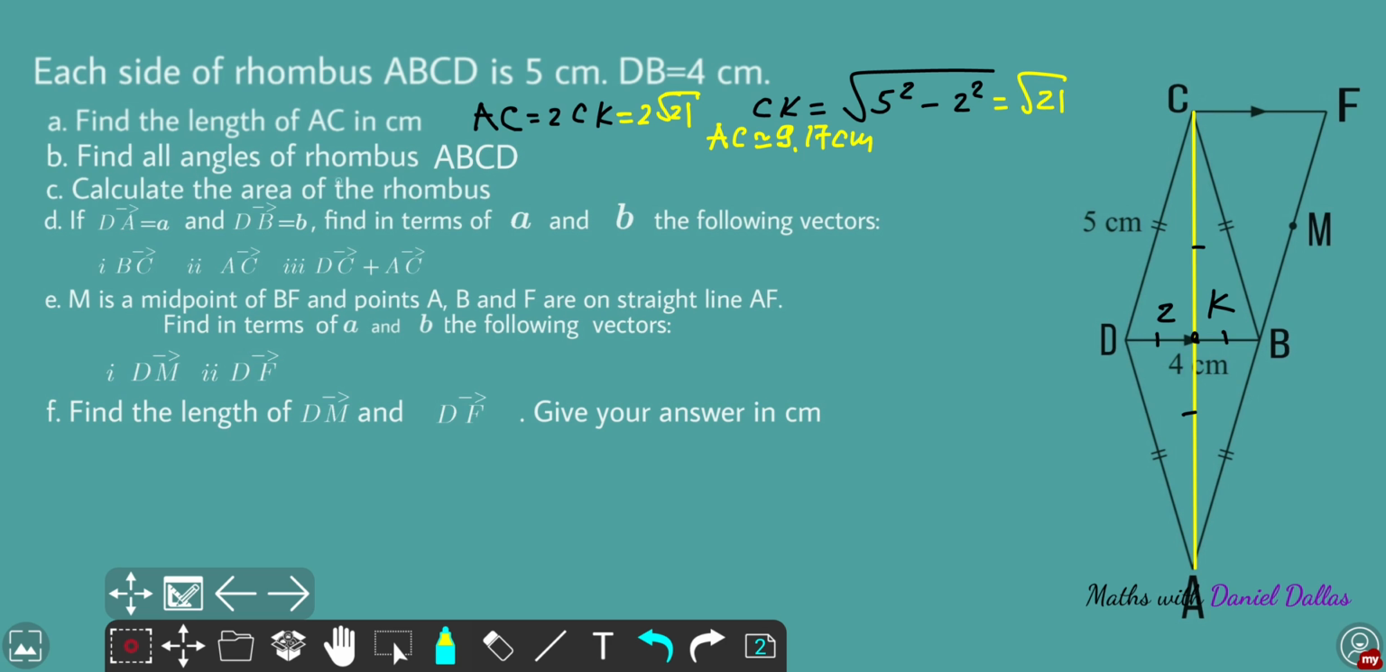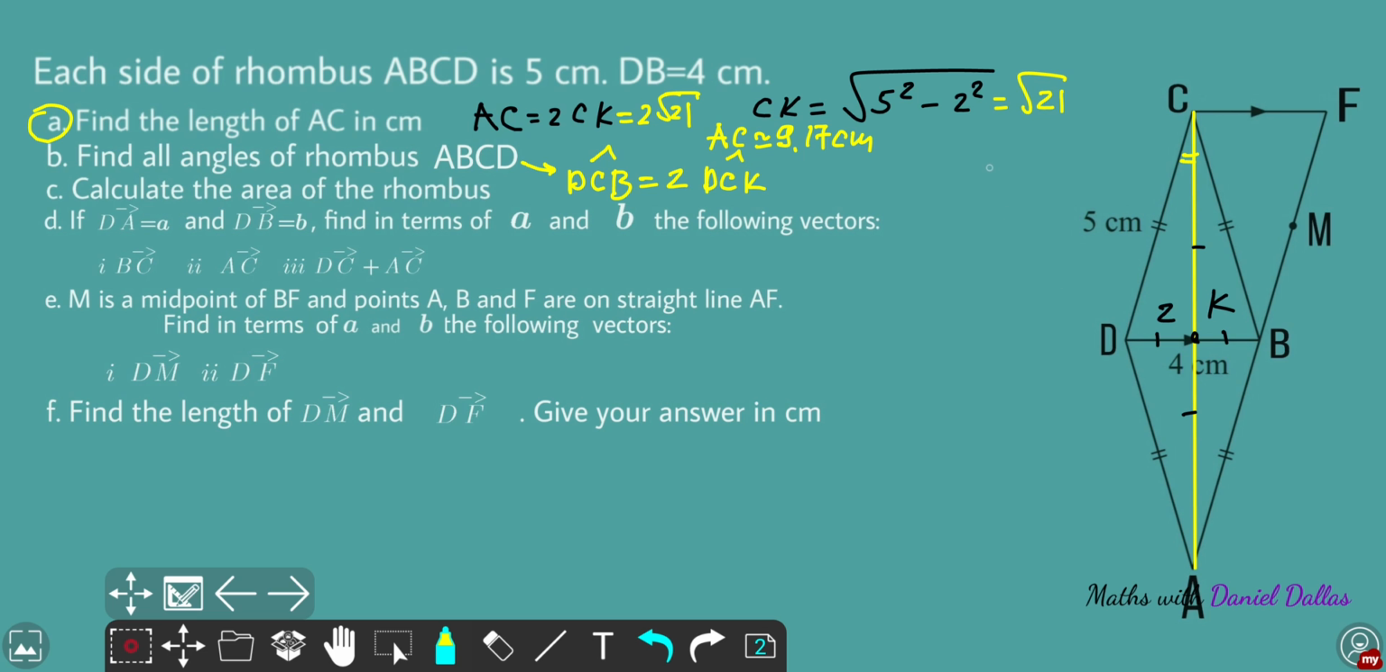Find all angles of the rhombus. No problem. If we find this angle, let's say angle DCK, we're going to double that, and that's how we can find the angle DCB. So relating to question B, since we've done A, we can figure out angle DCB first, and that's going to be twice the angle DCK.